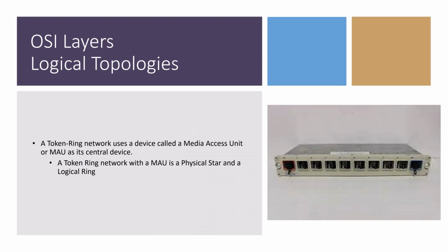So in a ring network, or a token ring network, we had this media access unit that sat in our wiring closets. Again, it was a star. Each individual cable would come in and plug into one of these 8 ports. Physical star, but it was a logical ring. This device acted as a token ring. It would actually send the token through each of those ports in a ring type fashion.